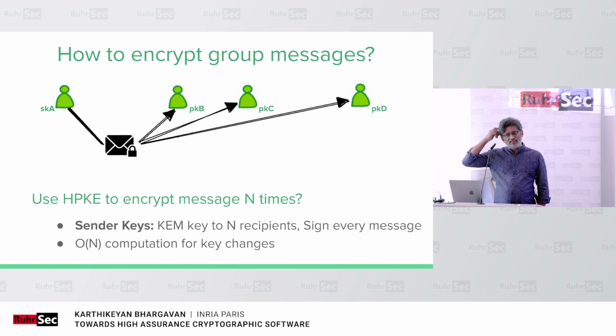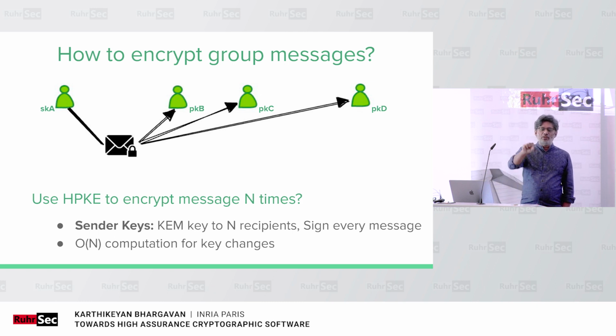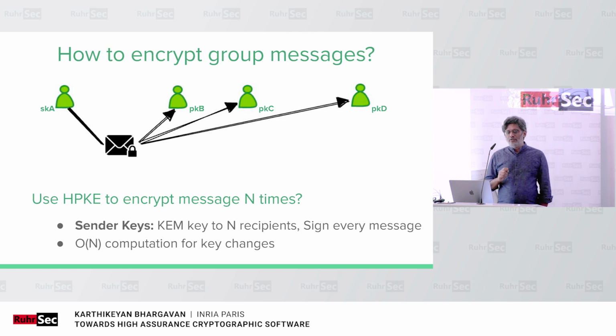I mean, this is what Signal Sender Keys does: you generate a key, you KEM it to all the N participants, and then after that, you use this key to encrypt every message, and you sign the message as well. But what this means is that every time the key changes, like if you want to remove one person from the group, you're going to effectively have to do an order N computation, which means order N public key encryptions every time you want to change the key. So adding is easy, but removing and updating a key is pretty hard.